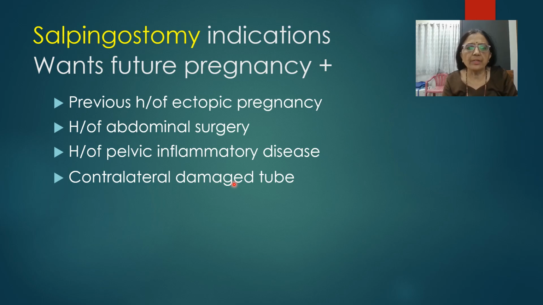We have already seen that whenever there is a contralateral damaged tube, then we need to proceed with salpingostomy because we want to conserve the present tube, though there is an ectopic pregnancy in the index fallopian tube. Along with that, whenever there is a risk factor which makes it possible that the contralateral tube is not normal, then also we have to proceed with salpingostomy, such as if there is a previous history of ectopic pregnancy, history of abdominal surgery, or history of pelvic inflammatory disease in the past. In these situations also, salpingostomy is preferred over salpingectomy.